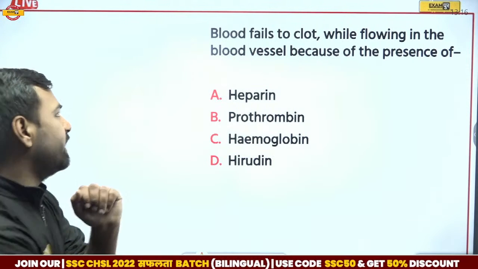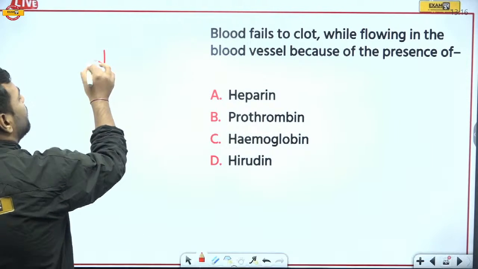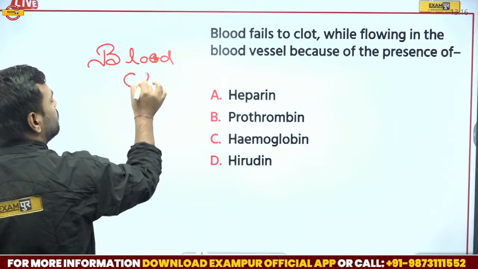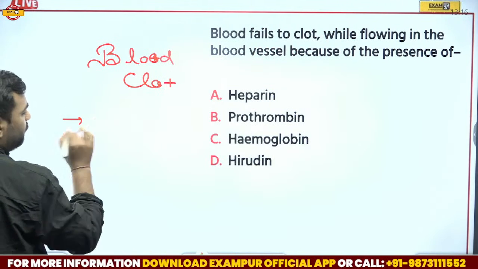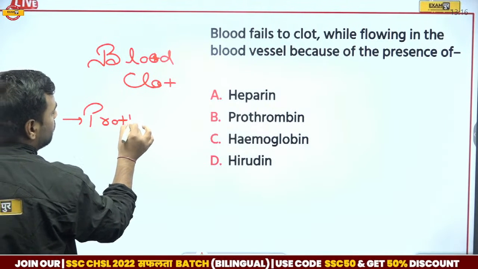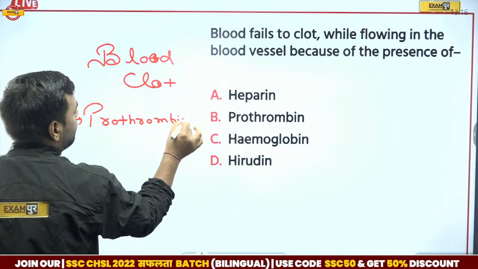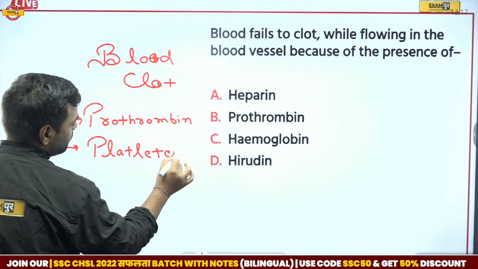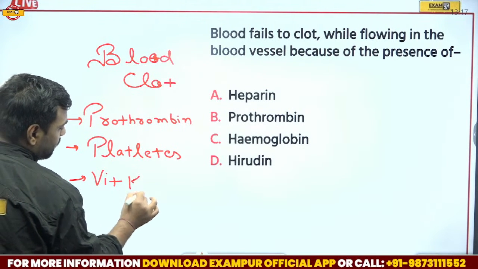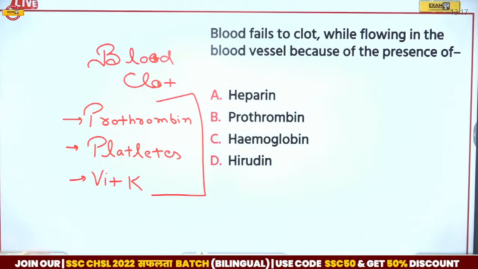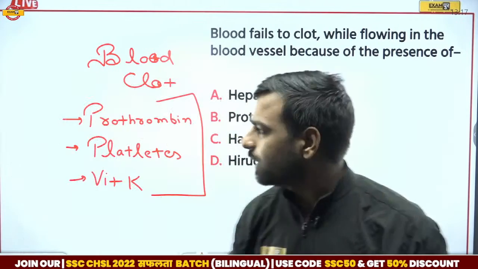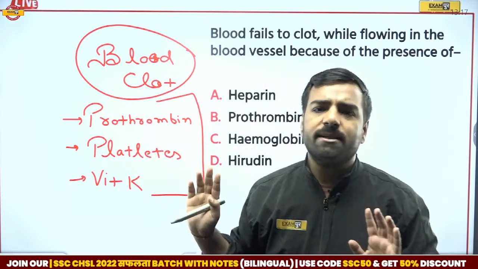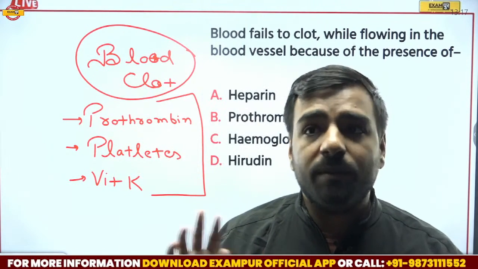I guess I'm getting your comments quite late. Till then I'll explain. See what happens whenever we are talking about the clotting of the blood. For blood clotting, we must remember a few things: prothrombin, platelets, and the third point is vitamin K. This question is repeatedly asked, so options may be any. But the thing is that as soon as blood comes out from our body, at that time clotting is important. But within our body, if blood clots, we might die.